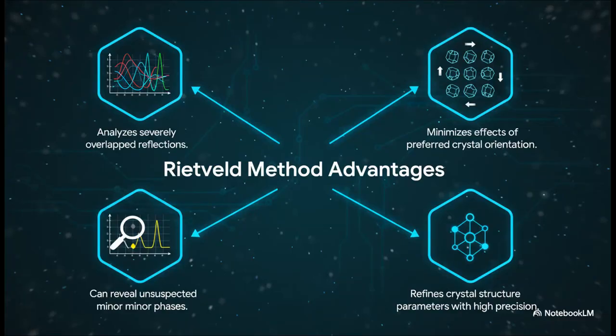And this full pattern fitting approach is an absolute game changer. Seriously, it can slice right through those badly overlapped peaks with no problem. It also helps minimize errors that pop up just because of the way tiny crystal grains are facing. And get this, it can even spot tiny amounts of other materials, little minor ingredients you didn't even know were hiding in your sample. What it all boils down to is this: the Rietveld method gives us a super accurate, super precise picture of a material's structure, even when we're dealing with the most complicated mixtures out there.